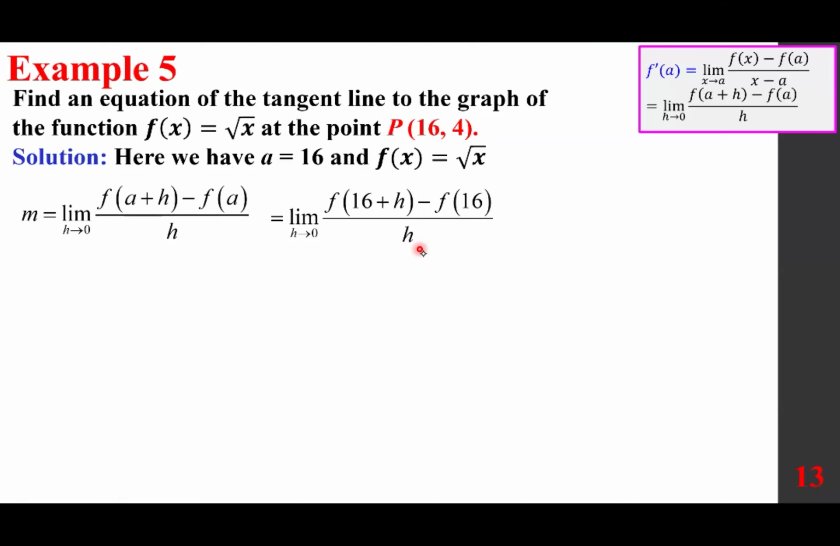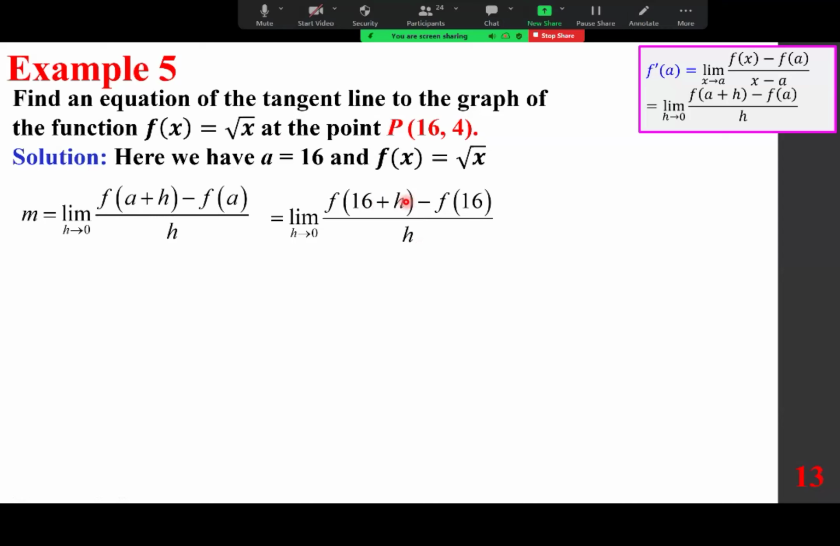All right. So what is f of 16 plus h? It's square root of 16 plus h. What is f of 16? You can use the 4, but on purpose I want to use square root of 16, and here's the reason. Let's assume it wasn't a perfect square. It was 15, and then you have to write square root of 15. That's why I'm writing it in case. So even if it's not a nice and easy number, that's fine. So keep it as square root of 16.